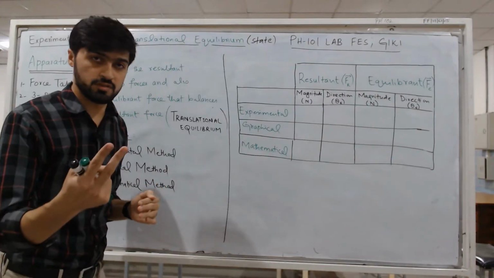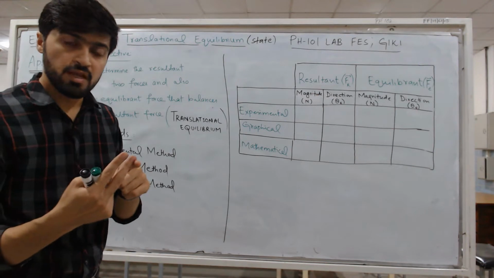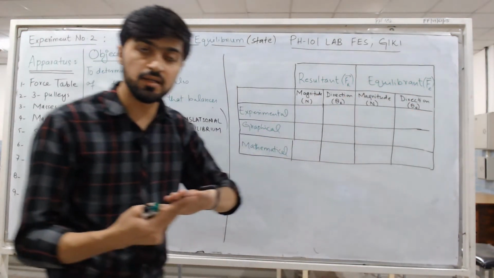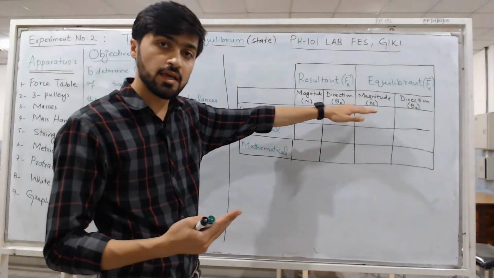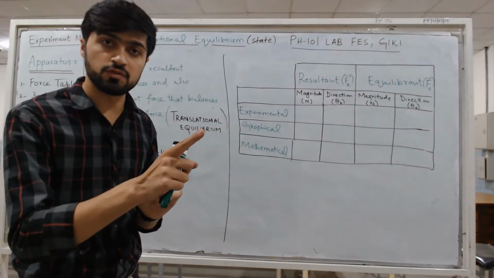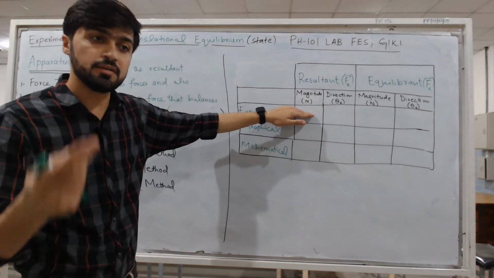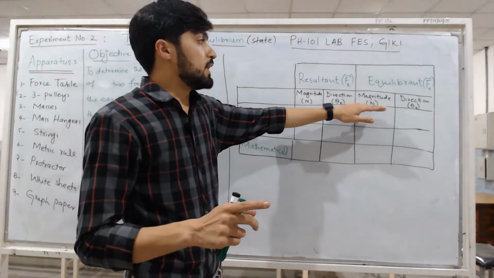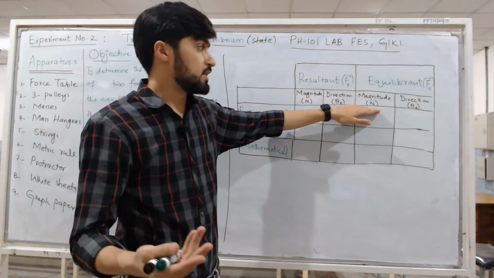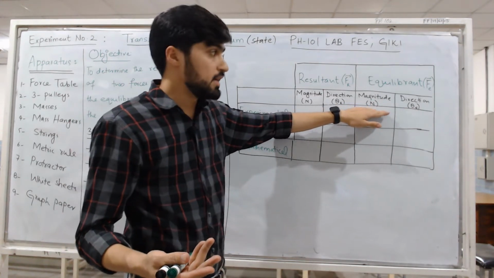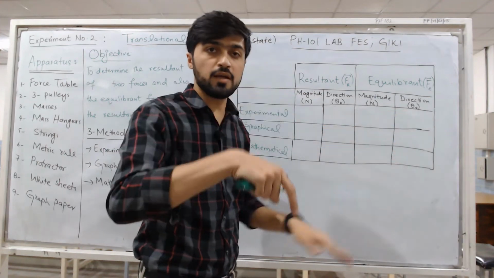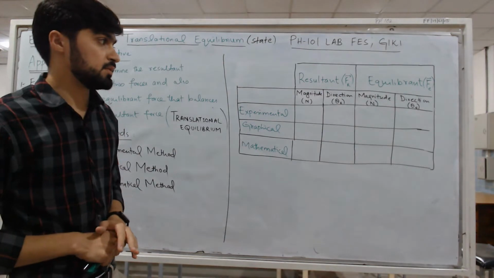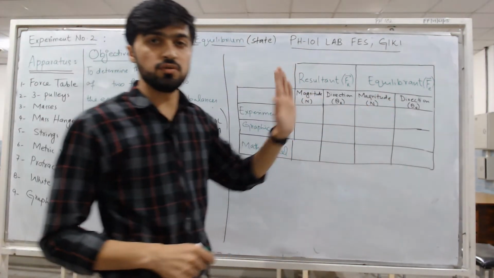We have two forces, F1 and F2, and these two forces will be balanced by the equilibrium force. The equilibrium force will balance the resultant of those two forces that we will be determining. First we will determine the equilibrium force experimentally: what is its magnitude, and what is its direction. By looking at the force table, we can easily say the direction and the magnitude.